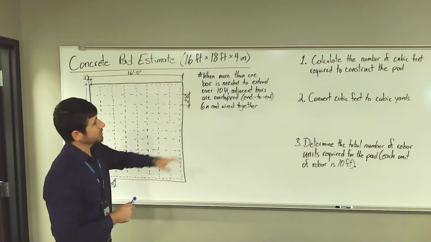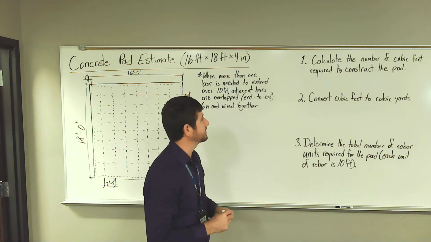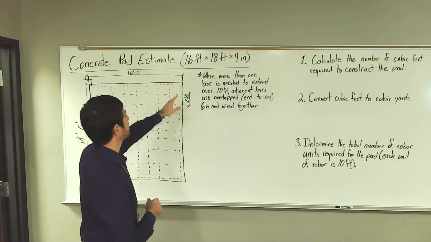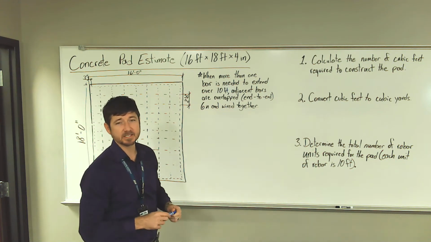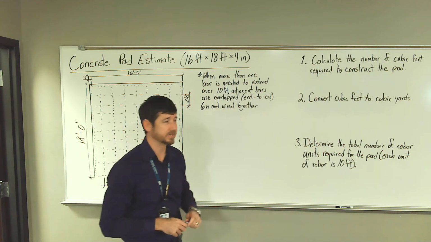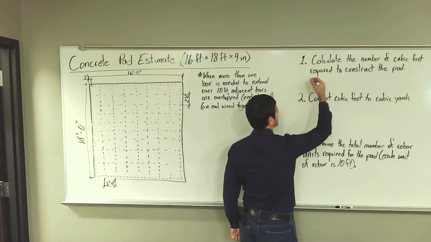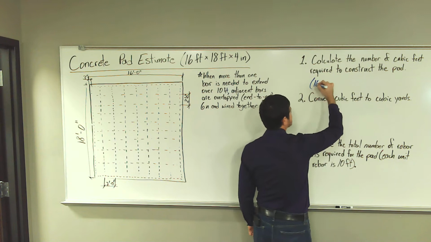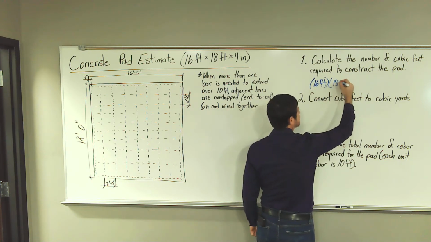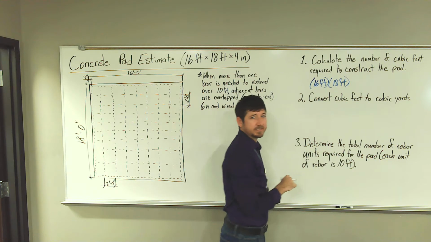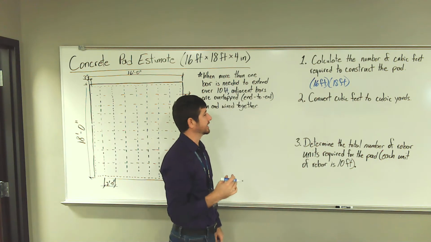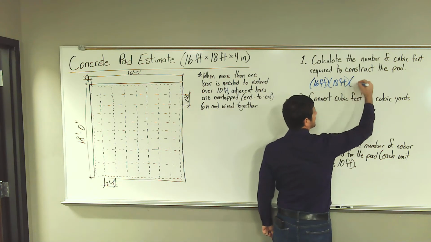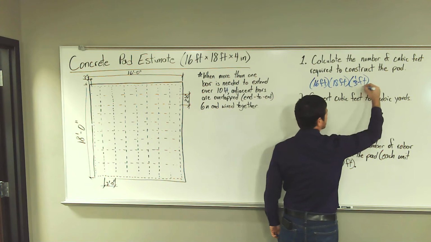So all right, number 1, calculate the number of cubic feet required to construct the concrete pad. In our problem, it gives us the dimensions. It's 16 feet by 18 feet by 4 inches thick. So we're going to multiply these 3 values together to calculate the volume of the pad. So 16 feet times 18 feet. And we need to convert 4 inches to feet, and we know that 4 inches is equal to 1/3 of a foot.